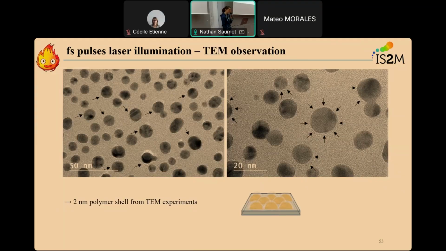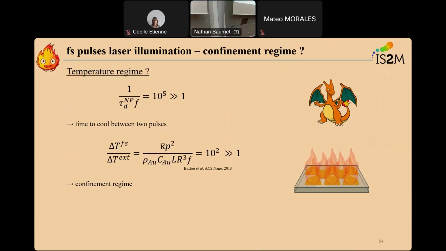So I performed the same experiment, but on TEM grids. With TEM grids, I can access the nanometric resolution. And here I observe the 2 nanometer layer around the nanoparticles. So clearly, experimentally, I managed to confine the heat.